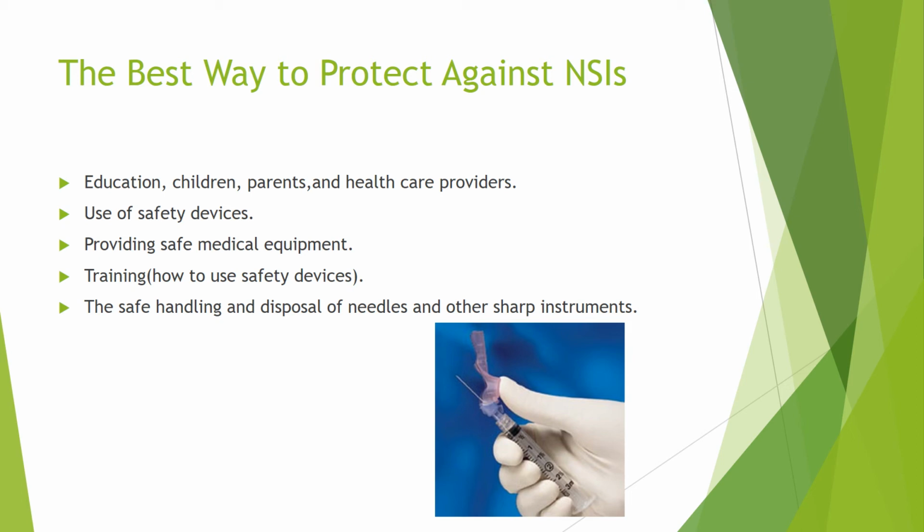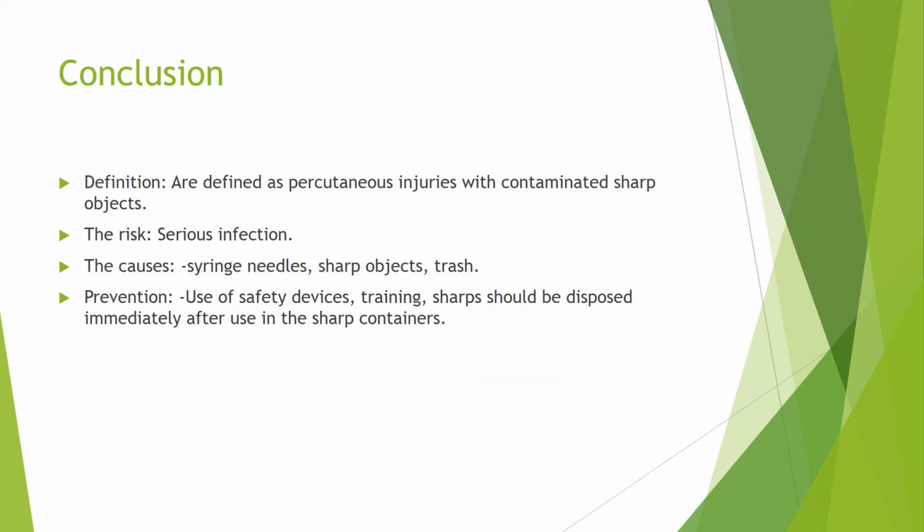Now we have information about the definition, the causes, and how to prevent needle stick injuries. Now I reach the end of my presentation, the conclusion. Needle stick injuries are defined as percutaneous injuries with contaminated sharp objects. The risk is serious infection with hepatitis or human immunodeficiency virus. The causes: syringe needles, sharp objects, or trash. Prevention: use safety devices, training, and sharps should be disposed of immediately after use in sharps containers.